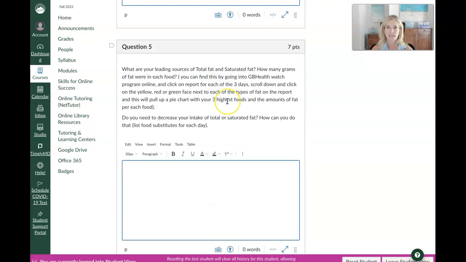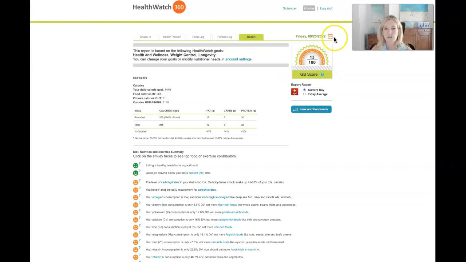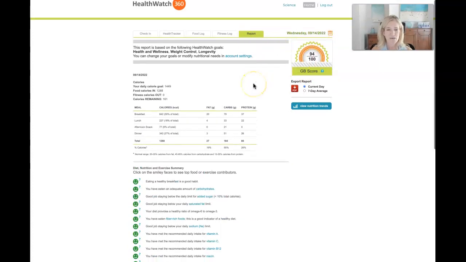So again, each date that you did it, go back to GB Health Watch. For those of you who aren't familiar, I'm going to show you real quick. So if you go to reports, and then you have to go to the date that you put food in. So I've got some food intake here. So I'm on this date, the 14th, where I put food in. I'm going to scroll down and I'm going to look at my total fat intake.